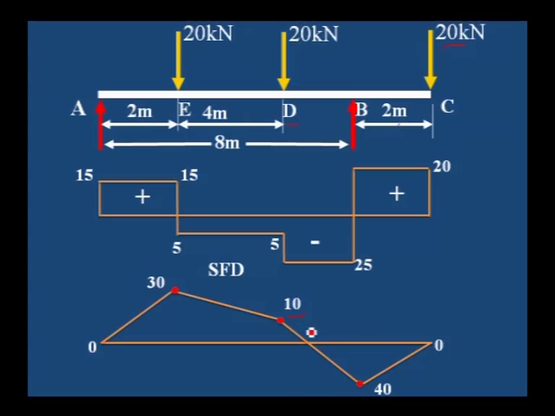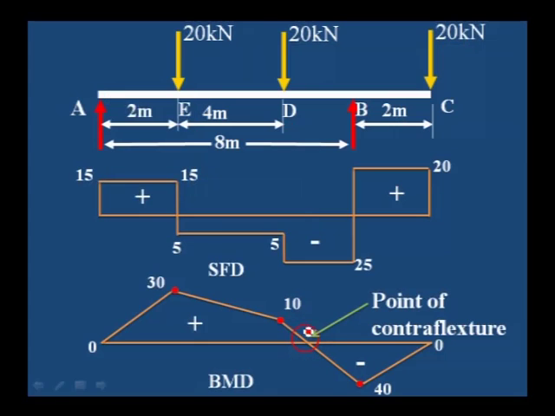When you join the points, you can observe one particular point where bending moment is 0. That point is known as the point of contraflexure. Point of contraflexure means it is the point where bending moment is 0 or bending moment changes its sign. This point of contraflexure occurs in an overhanging beam only. We have not observed the point of contraflexure in a simply supported beam or a cantilever beam. This is the point of contraflexure.